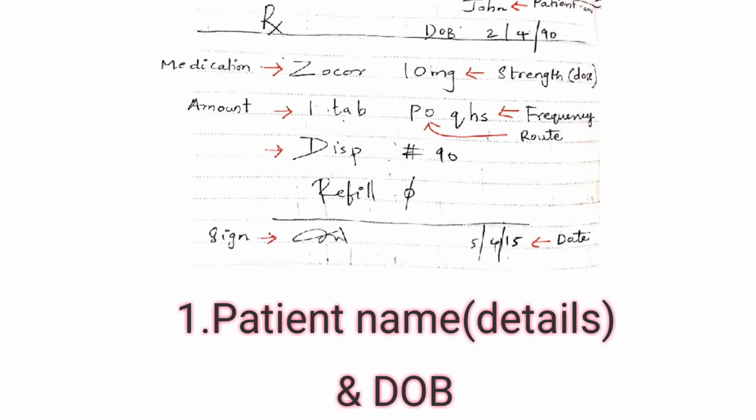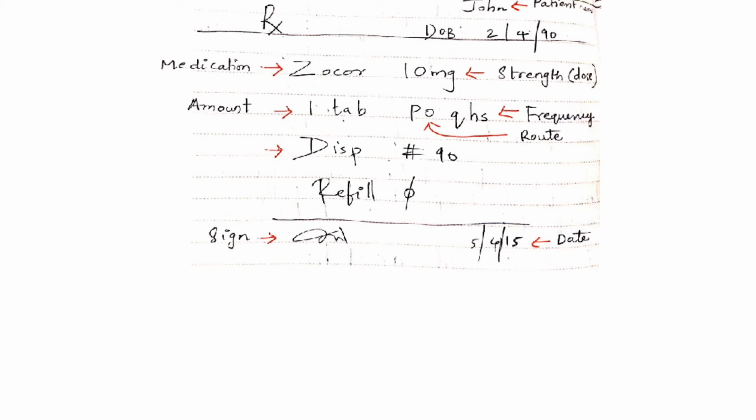Let's take a look at the first example. In this you can see the first thing is Rx. Rx comes from the Latin word recipe, meaning to take. It is a part of the superscription of a prescription. Superscription means heading. Next to that, we can see the patient name and date of birth, and sometimes the address is also given. Also, patient information such as the weight, age, and gender may also be given.